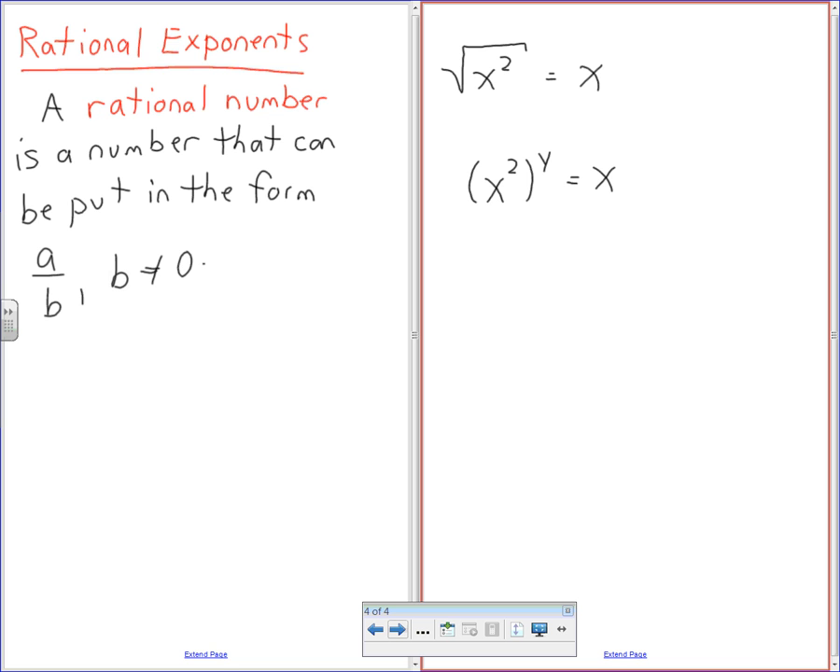Forget about square root though. What's our power rule? Multiply, right? So 2 times something. What's the exponent beside the x on the right hand side? 1. So what we're basically saying is 2 times something is equal to 1. What's that something going to be? 2 times what equals 1? 1/2. So x squared to the 1/2 equals x to the 1.